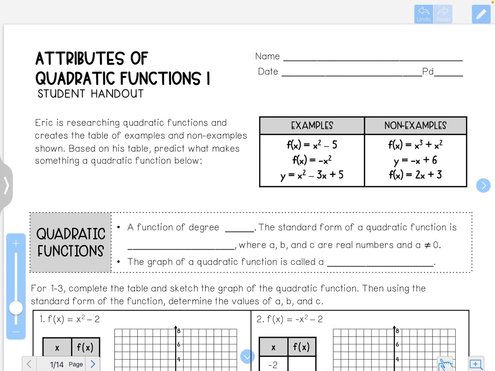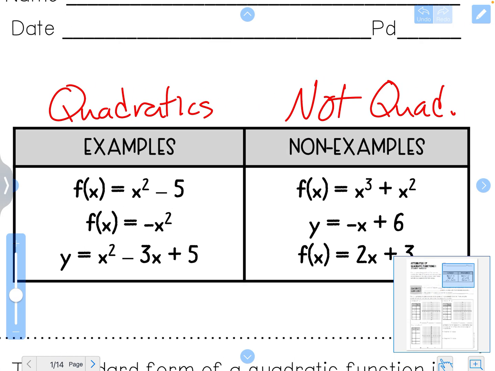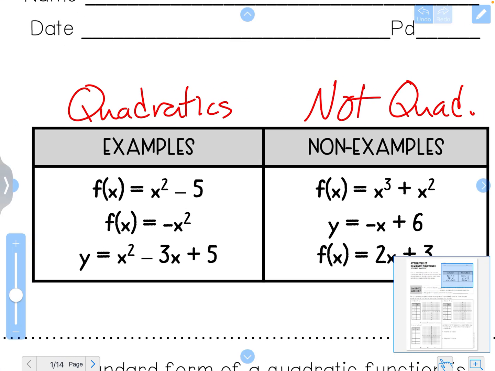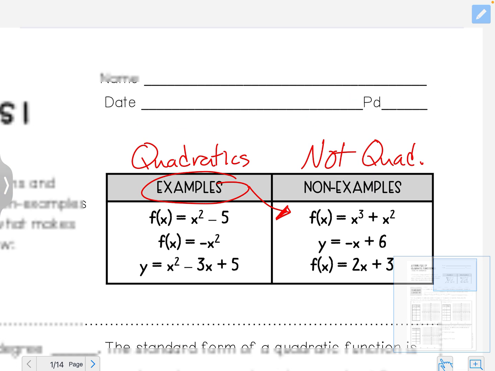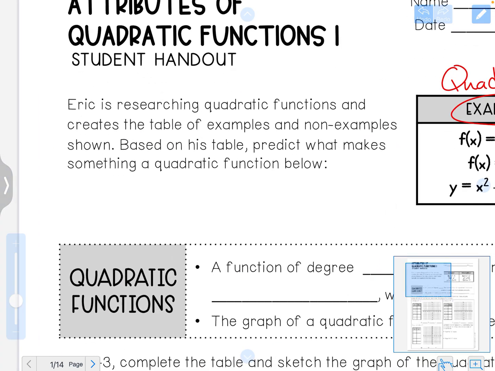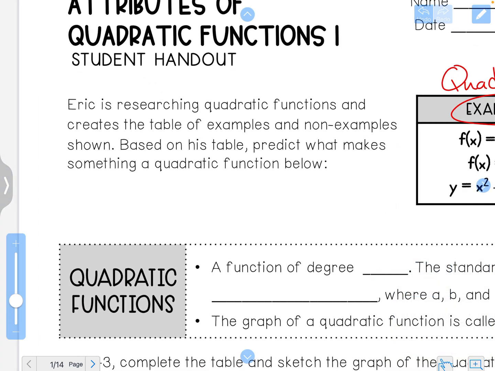So, when we look at quadratic functions, here are examples of quadratics, and here are not quadratics. So real quick, I want you to just look at these two sets of examples, see what our quadratics have in common, and then I want you to compare them to what they are not. And then I want you to answer this question here. So go ahead and pause the video and do that now.